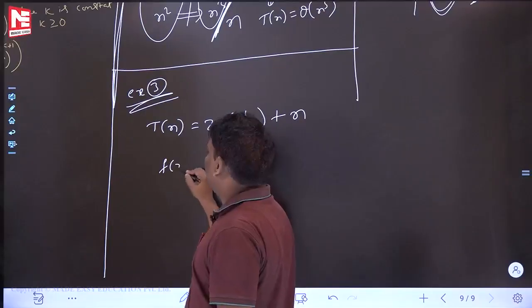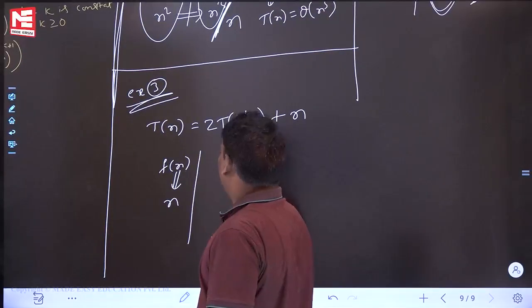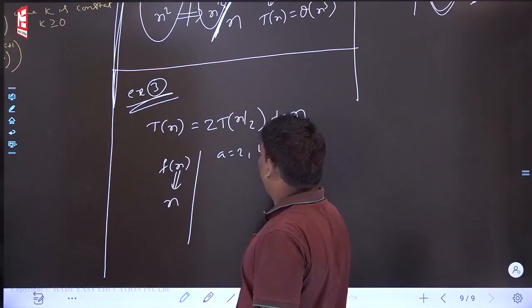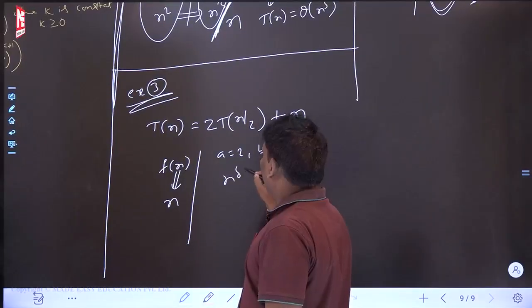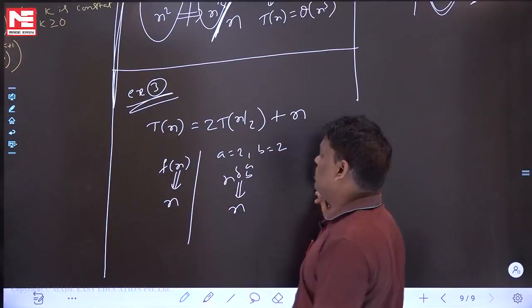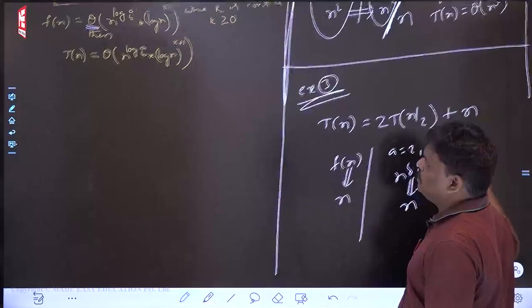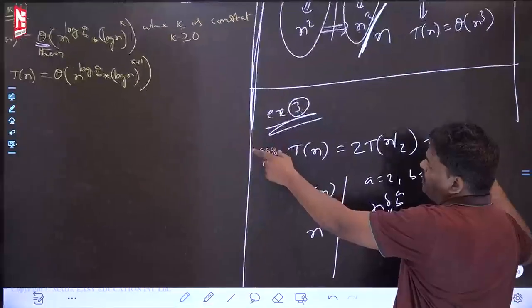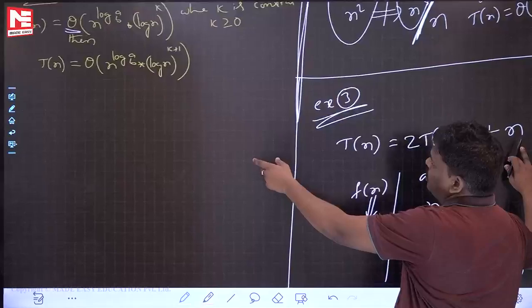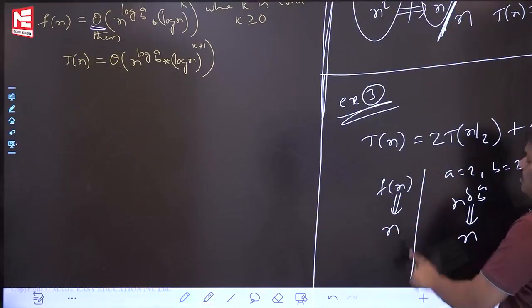Can you see f of n? It may trouble you, so you have to listen. The a value is 2, the b value is 2, n power log a base b, what is the answer? Log 2 base 2 is 1, so n. Both are equal. Can you help me now? If both are equal, which case of the master theorem? Third case. See, the third case is visible, please see there. That is the third case. So both are equal. Now can you help now?